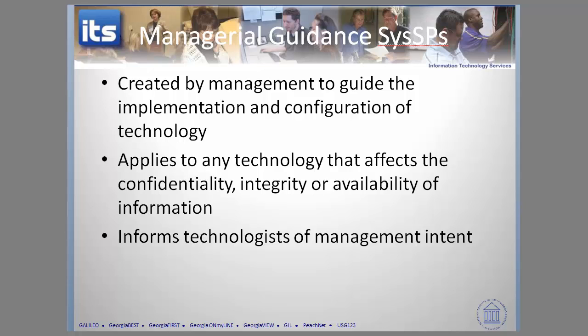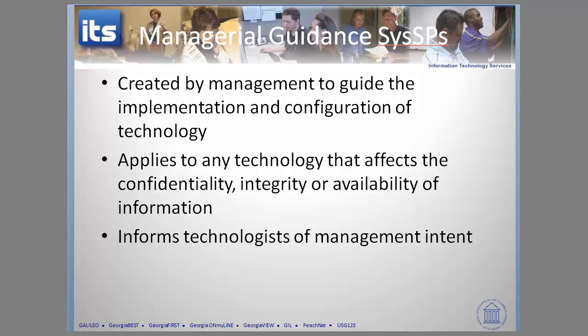So the management guidance is going to be created to guide the implementation and configuration of that single technology that you're addressing within this system specific security policy. You're going to talk about, as you might imagine, the confidentiality, integrity, or availability of the information. You're going to talk about protecting those characteristics as information is stored, as it's processed, and as it is in transit. And then you're going to inform technologists of what the managerial intent is behind using that specific system.